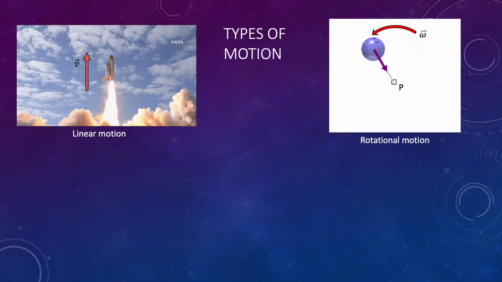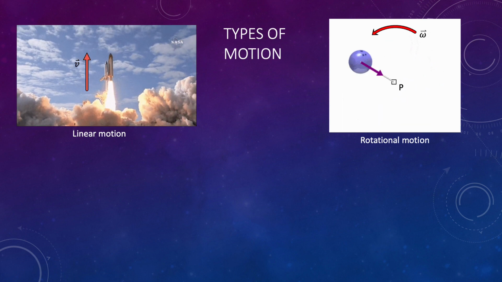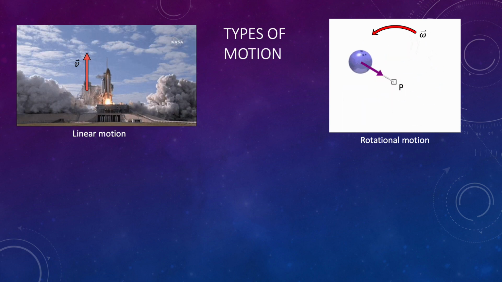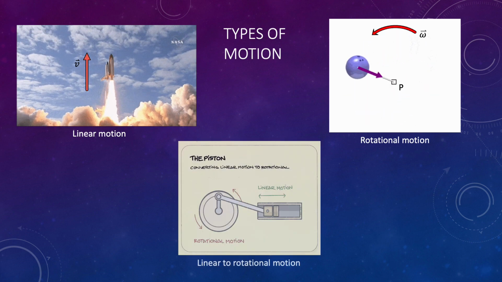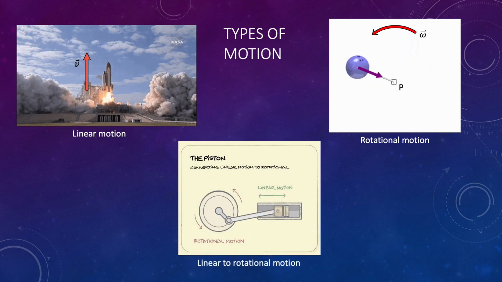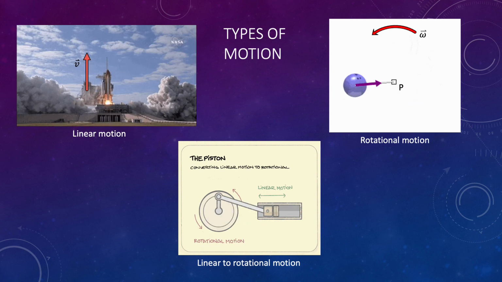point P. The units for rotational motion are change in angle per unit time and per unit time squared for angular velocity and angular acceleration, respectively. Our system converts the linear motion of the piston to the rotational motion of the crankshaft.